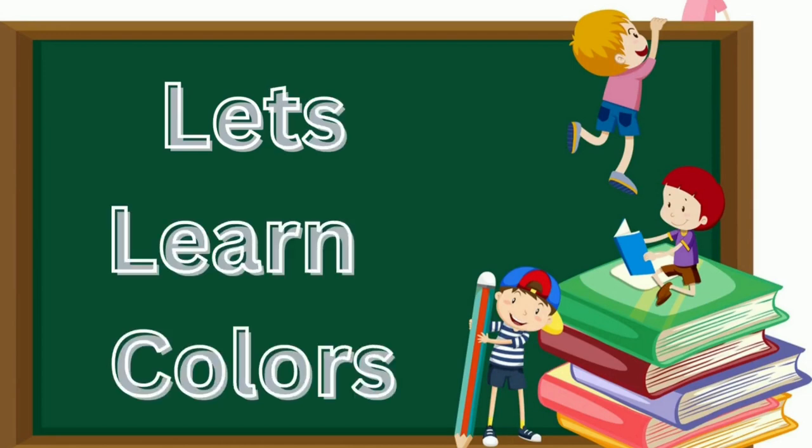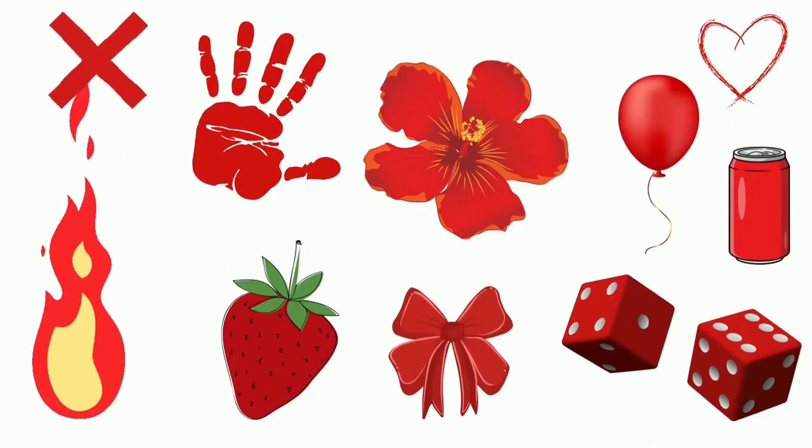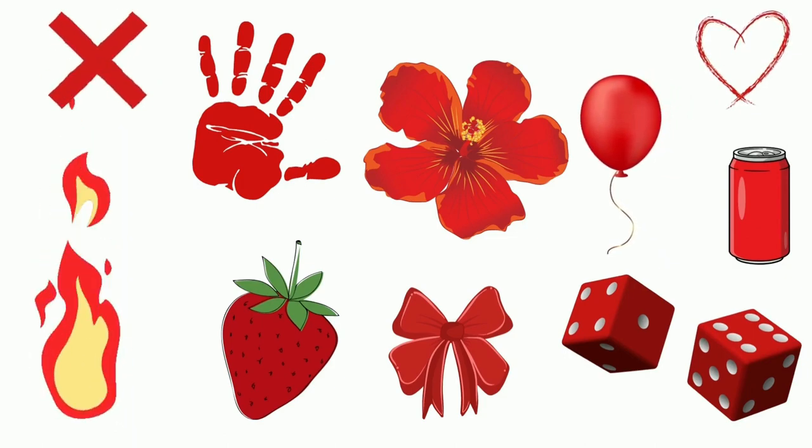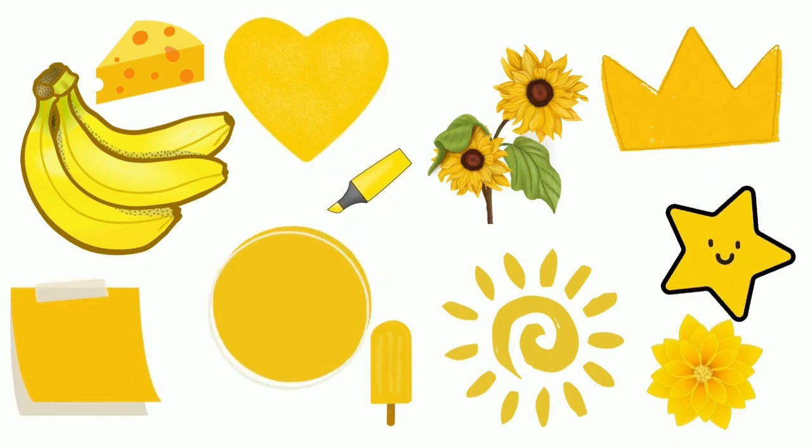Kids, let's learn colors. Red, R-E-D, red. See how many things we have in red color. Yellow, Y-E-L-L-O-W, yellow. See how many things we have in yellow color. Blue, B-L-U-E, blue. See how many things we have in blue color.